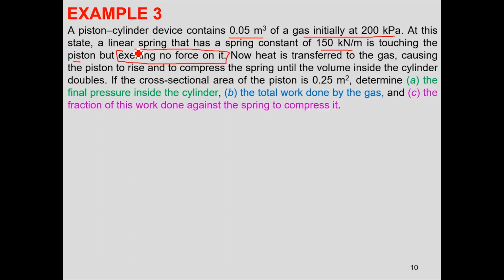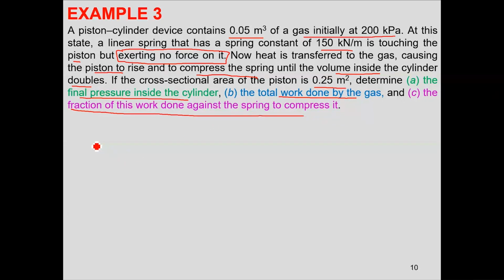Then it says that now heat is transferred to the gas, causing the piston to rise and to compress the spring until the volume inside the cylinder doubles. If the cross-sectional area is 0.25 meters square, determine the final pressure inside the cylinder, the total work done by the gas, and the fraction of this work done against the spring to compress it.